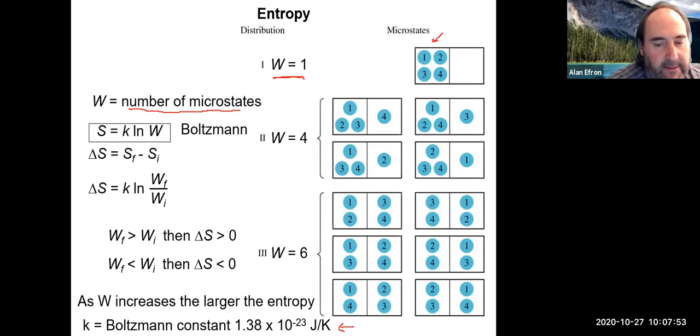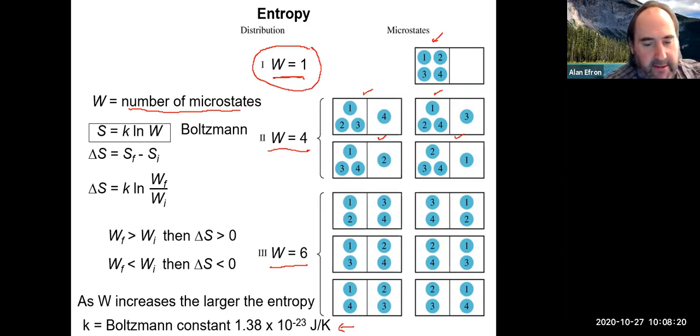Now, if I wanted to put 1 circle in one box and 3 in the other, there's actually 4 different ways you could accomplish that, and the microstates would be 4. If I want to put 2 circles in each box, there's actually 6 different ways that could occur. Because we have, down here, only one way for that to occur, the entropy would be very small. And we just put it into our Boltzmann equation.